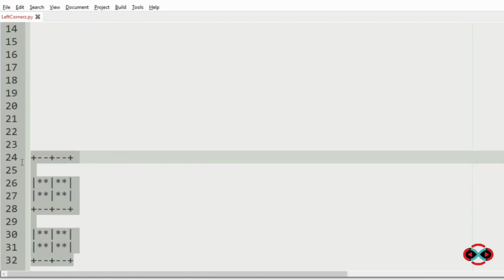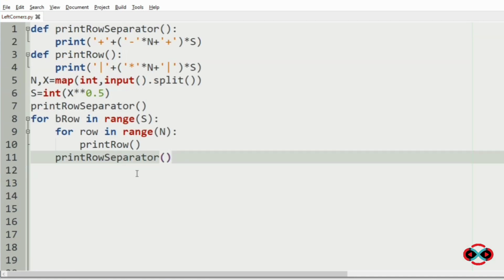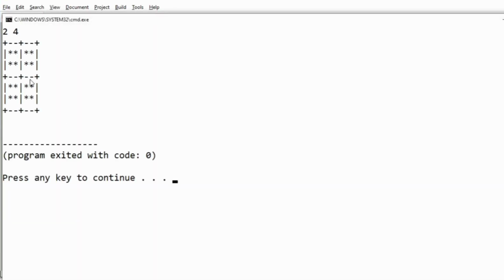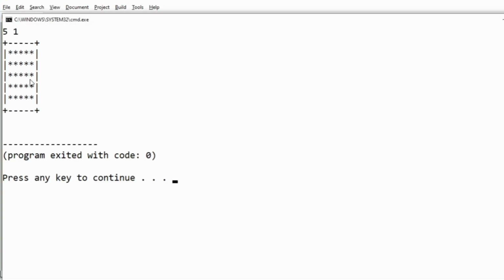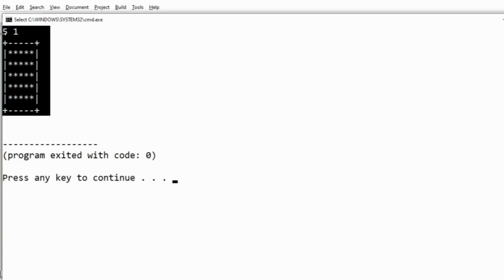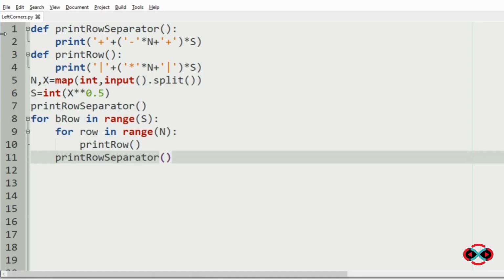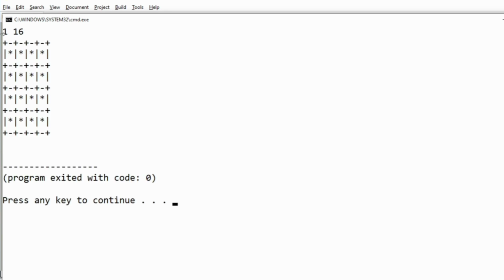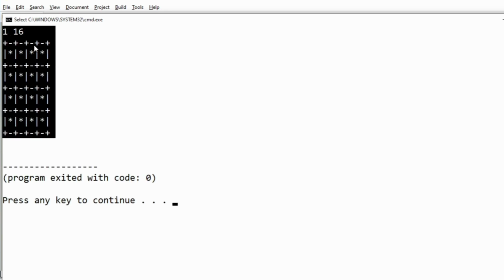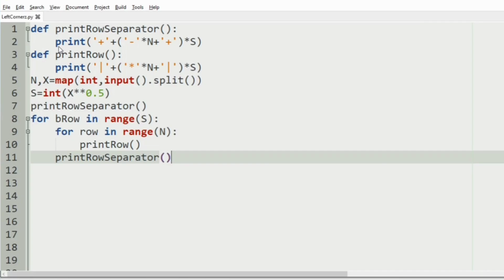Now let us execute our program. We'll run our first test case. The output is correct. Then we'll run our next test case. Here also we have got our correct output. Then we'll run our third test case. The output is correct as discussed in the logic video.